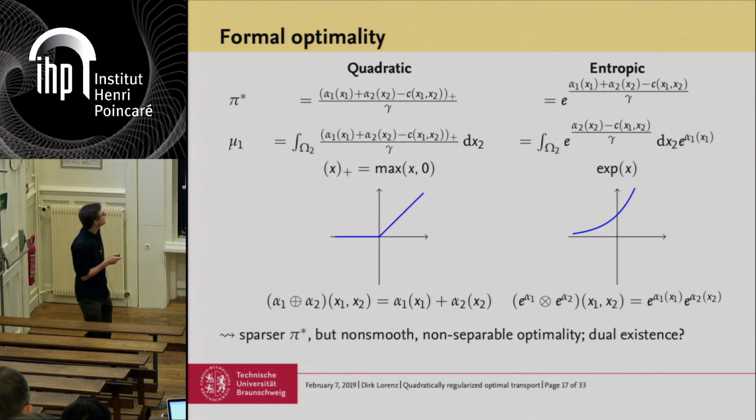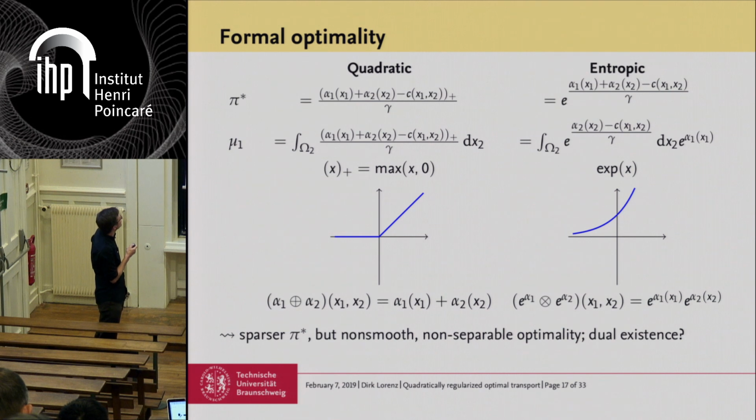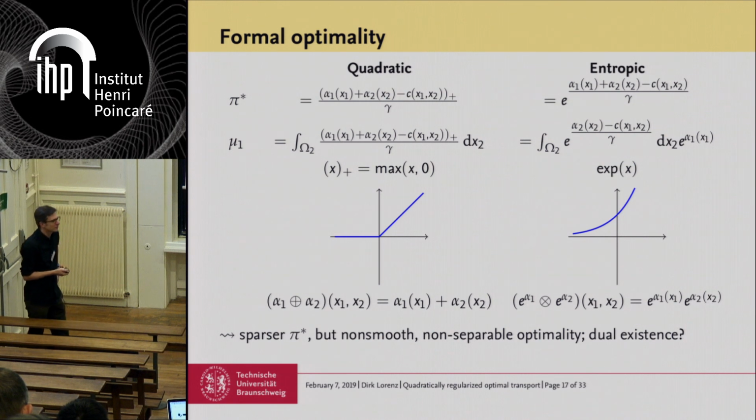But what you also can see is you should expect sparse plans. Why? Because you now have this maximum function here which actually is allowed to get 0. So in all the places where this sum alpha 1 plus alpha 2 minus c is negative, you will get a 0 on the plan, which is kind of good. And you don't have that over here because the exponential function is always positive. Okay. But on the other hand, this optimality condition is now non-smooth and also non-separable. And you still have the problem of dual existence, which you need to deal with.